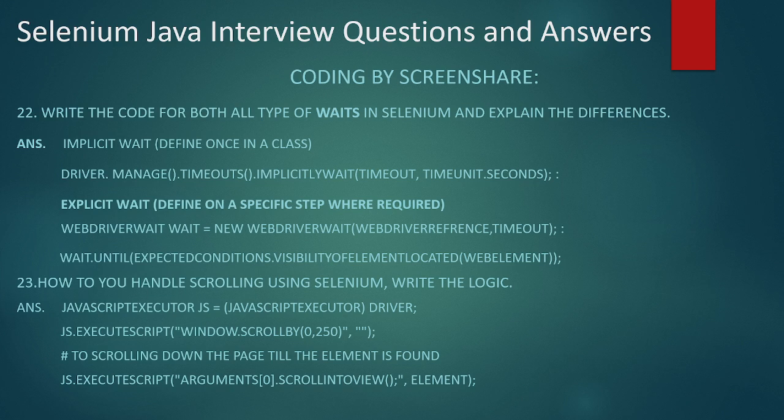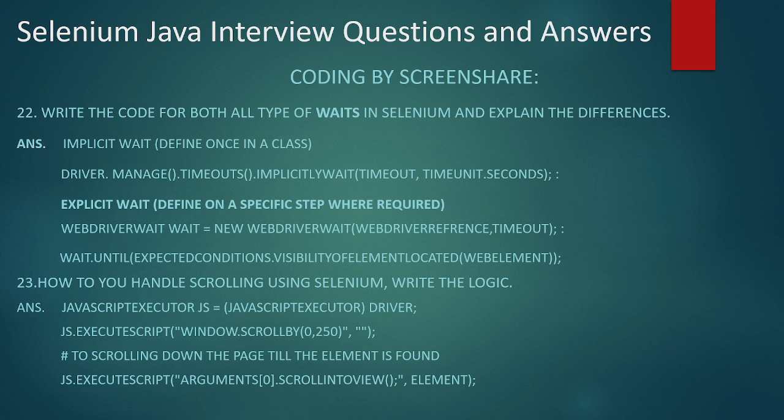The next one is to write code for all the waits. Actually we have three types of wait, guys: implicit wait, explicit wait, and fluent wait. I have mentioned here only implicit and explicit wait. For the implicit wait, the syntax is driver.manage().timeouts().implicitlyWait, then you give whatever time you require, suppose 3 seconds or 4 seconds. You define this wait once in your class, and it will work throughout your class, for whatever method there is, for that particular number of seconds.